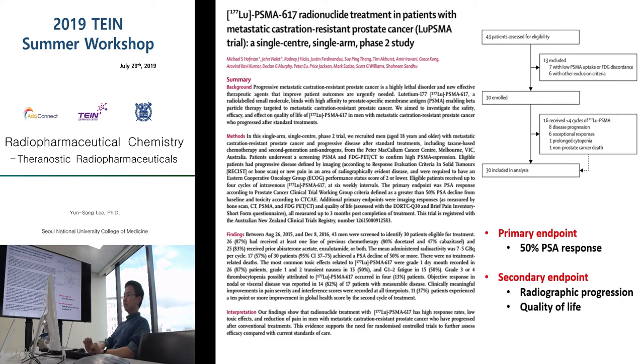So this was the study about lutetium PSMA reported in the Lancet from the Hofman group. They showed that this PSMA therapy has an effect in reducing PSA. As you can see, the primary endpoint was a 50% PSA response. And they also saw some effect of this treatment.